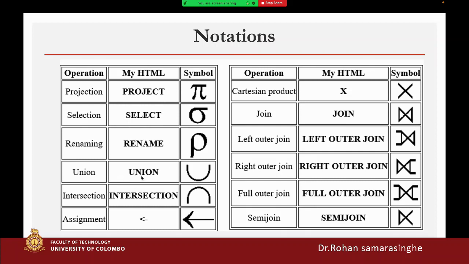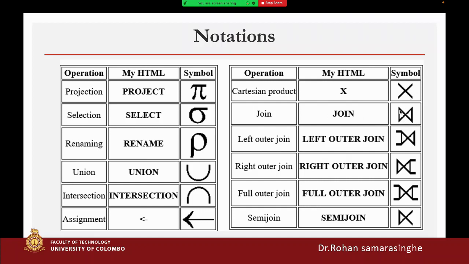Union, the keyword is also union; you can see the symbol U. Intersection, actually, you can find it like this. The assignment, normally we use this one: you assign the output to a certain name using this left-side arrow. And Cartesian product normally uses the X or the cross.